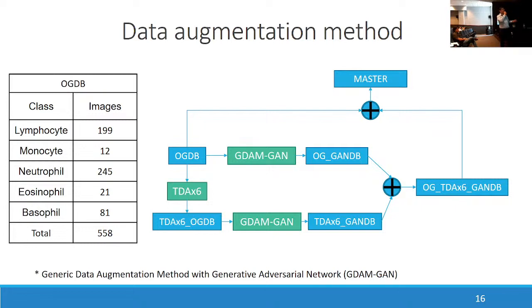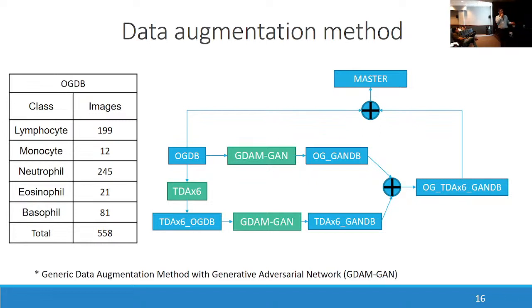Well, here we can see the distribution of the OGDB dataset, that is segmented leukocytes, and we have a total of 558 cells. This is a small sample for training a deep learning model. So we propose a method for data augmentation using a GAN model. Here is the methodology that we use. We are going to take the OGDB database and train a GAN model that is a transformation from image to image to generate artificial samples to have more samples for training the classification model.